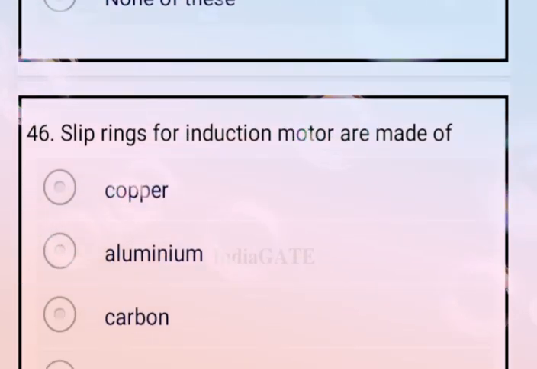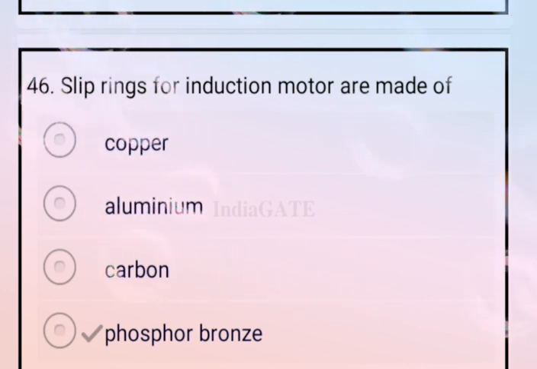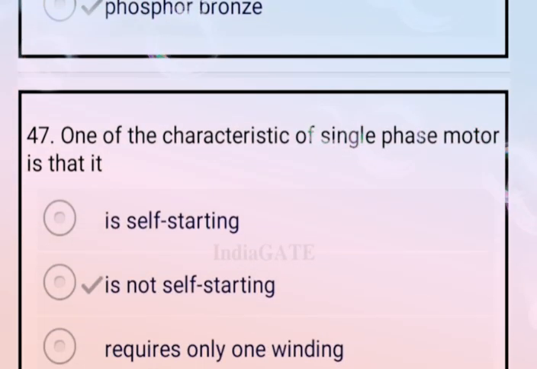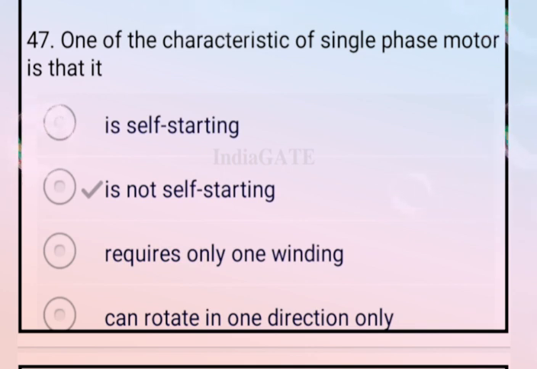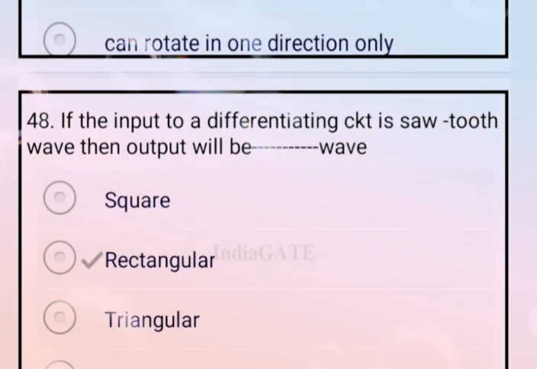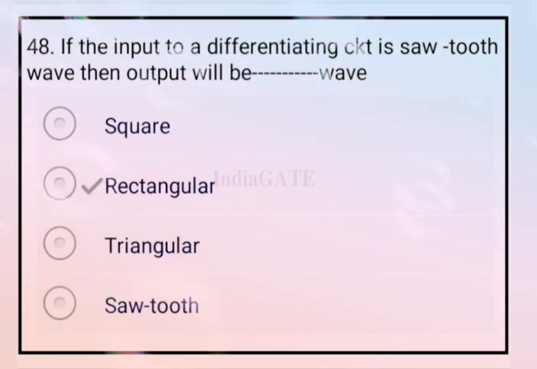Next question. Slip rings in an induction motor are made of. So the correct answer is option D, that is phosphor bronze. Next question. One of the characteristics of a single phase motor is that it is. So option B is correct, is not self-starting. Next question. If the input to the differentiating circuit is a sawtooth wave, then the output will be a dash wave. So the correct answer is option B, that is rectangular.